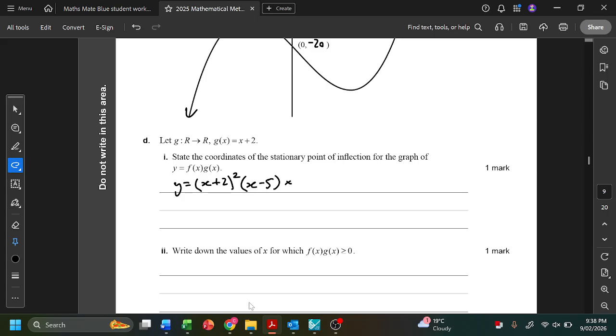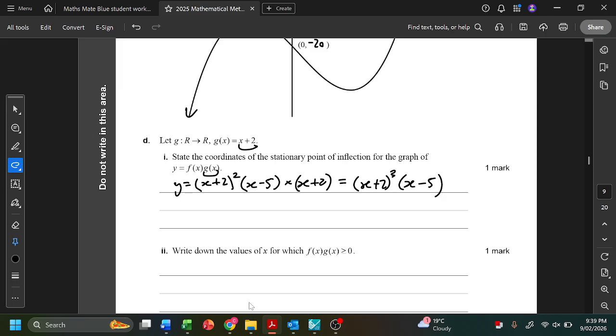And we're actually multiplying that by this new g function, which is x plus 2. So we're timesing it by x plus 2. Now we can see that just creates a new polynomial, which is x plus 2 cubed times x minus 5. So now let's read the question and work out what it's asking.